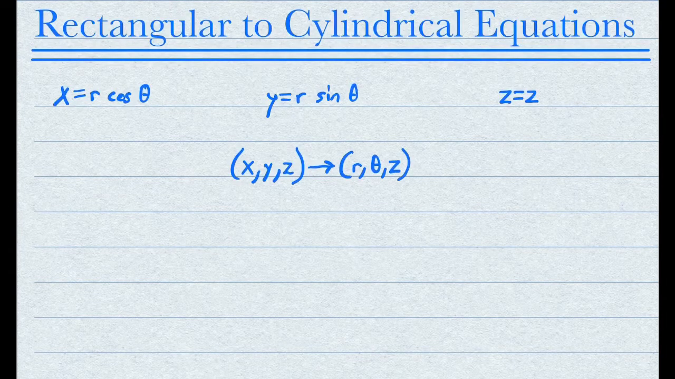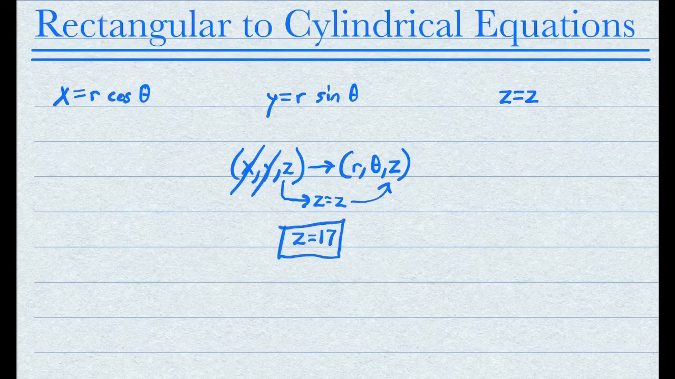So let's look at a basic question you might get on this. z equals 17. Now, as you can see here, there's no x coordinate to convert, and there's no y coordinate to convert either. And we know that z equals z, so all we have to do is just present this as the answer itself. There's nothing to change it to, and it's the same in both rectangular and cylindrical equations, so the answer is z equals 17.